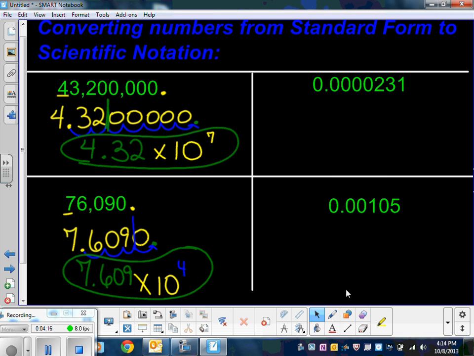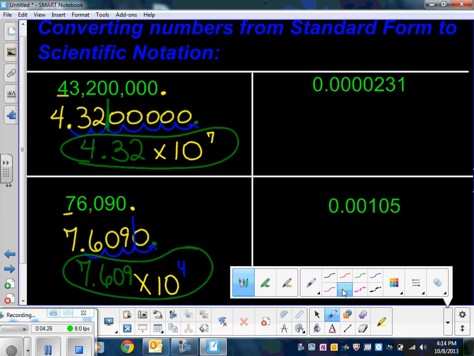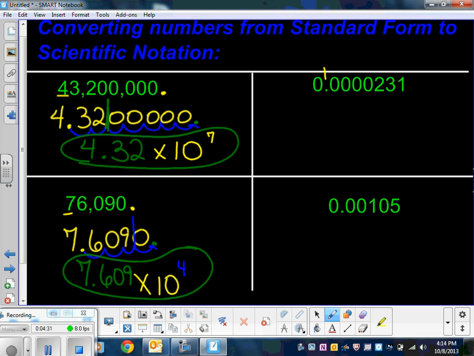Both of these examples had a positive exponent. Let's take a look at some examples that will have negative exponents. Once again, we're going to start by identifying the original location of our decimal. In this case, it's visible right here. Now, let's look for our first non-zero number as we travel from the left to the right. In this case, it's a 2. So now we have 2, we drop the decimal after it, and everything after that is written as normal.